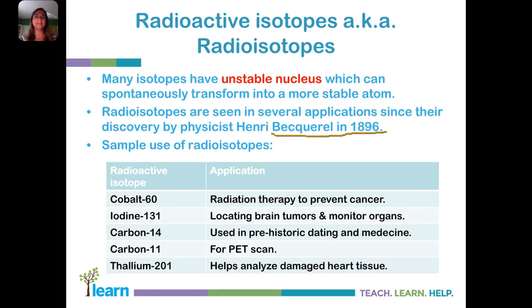For example, cobalt 60 is used in radiation therapy to treat cancer. Iodine 131 locates brain tumors and monitors organs. Carbon 14 has been used for dating prehistoric objects and in medicine. Carbon 11 is used in PET scans, and thallium 201 helps analyze damaged heart tissues.